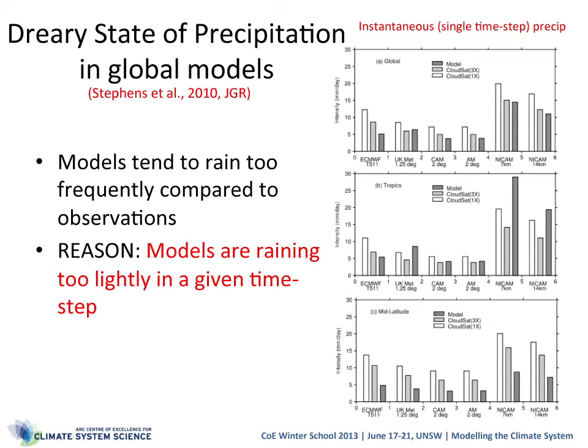The NICAM is a Japanese model, which Steve mentioned as a global, they claim it to be a global cloud resolving model, but they still run it at 7 and 14 kilometers, so it's basically just resolving mesoscale circulations rather than being truly a global cloud resolving model. They found that their model is producing too much precipitation compared to the scaled observations.